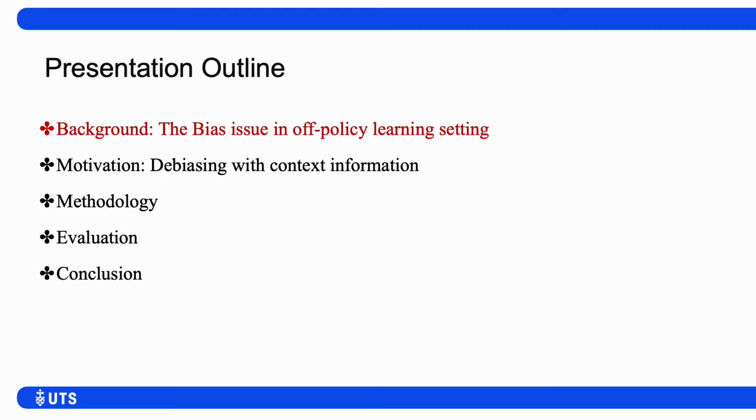In today's presentation, I will mainly talk about our work in the following aspects. Firstly, the background of the bias issue in the off-policy learning setting. Secondly, I will introduce our motivation for debiasing the recommendation system with context information. Then I will give the methodology of this work, followed by the evaluation. And lastly, I will make a conclusion about the contributions of this work.